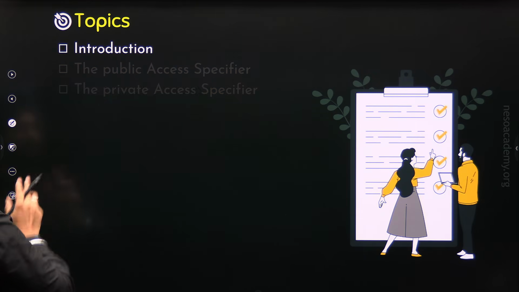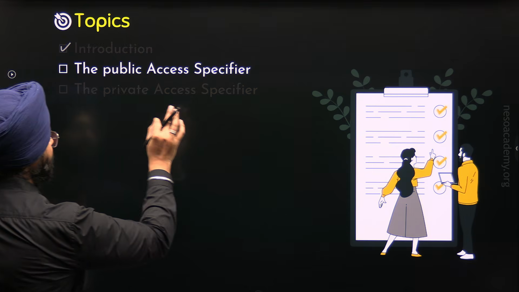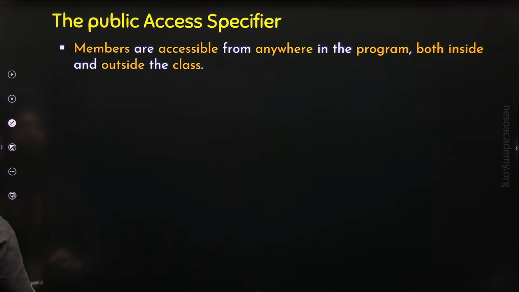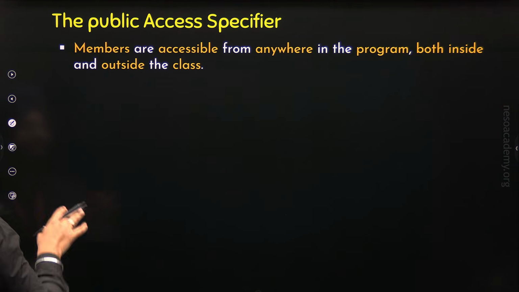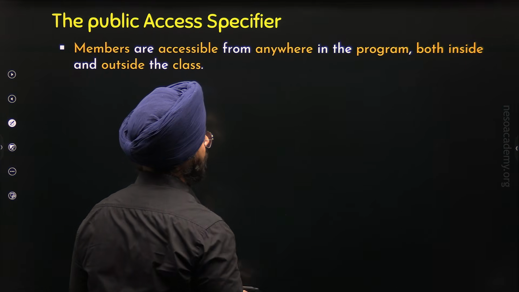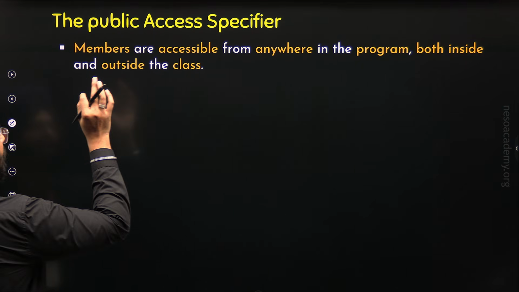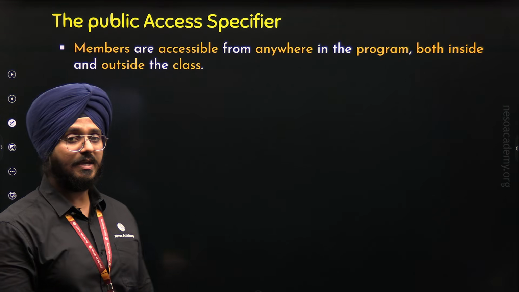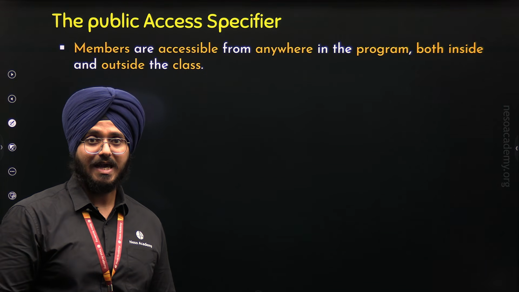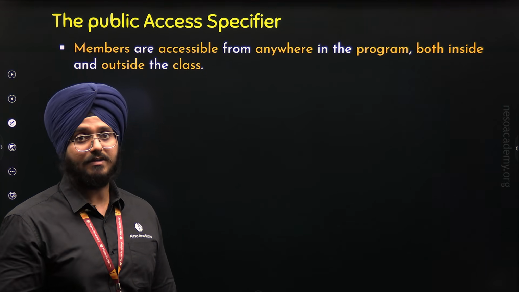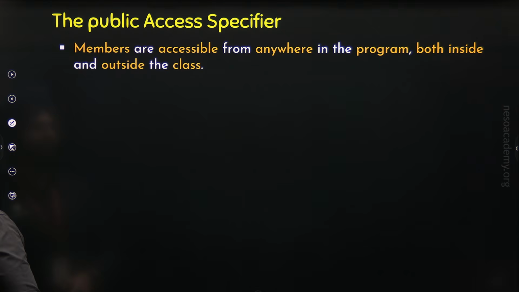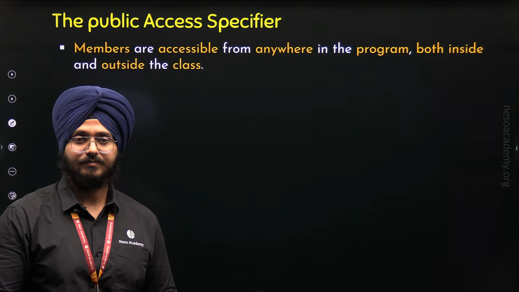Now let's move to the second topic, to understand the public access specifier. The public access specifier allows members to be defined that are accessible from anywhere in the program, both inside and outside the class. So with the help of the public access specifier, we can make some members of the class accessible even outside the class. That is, we make them accessible from anywhere in the program. They are accessible inside and outside the class.